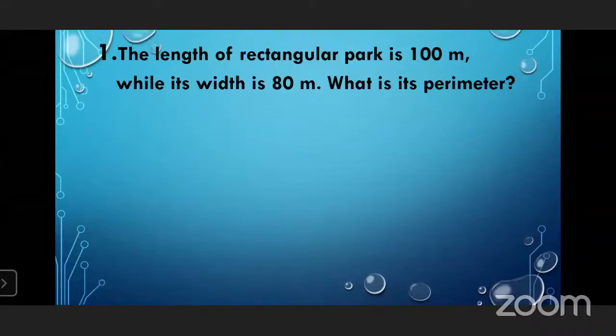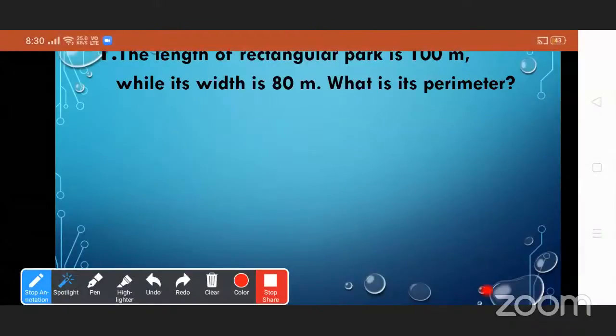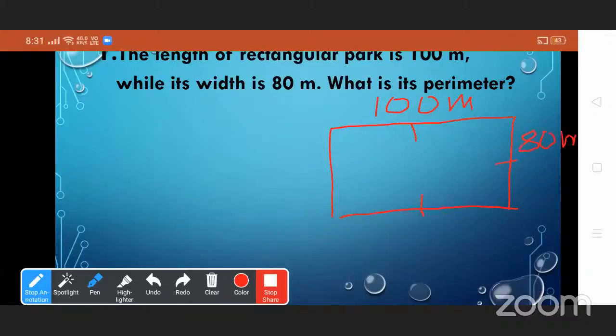So the length of the park is 100 meters. First we have to draw the shape of that rectangular park. Okay, this is the rectangular park. This is the length. The length is given as 100 meters and the breadth is 80 meters.